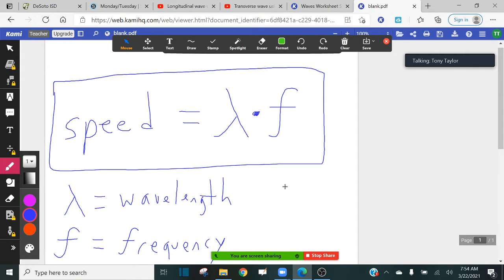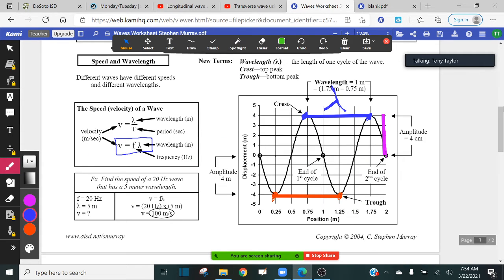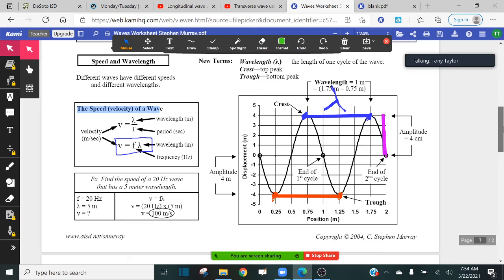All right, guys. Let us just do some examples using this equation here. I'm going to do a few examples, and I'm going to let you guys go.